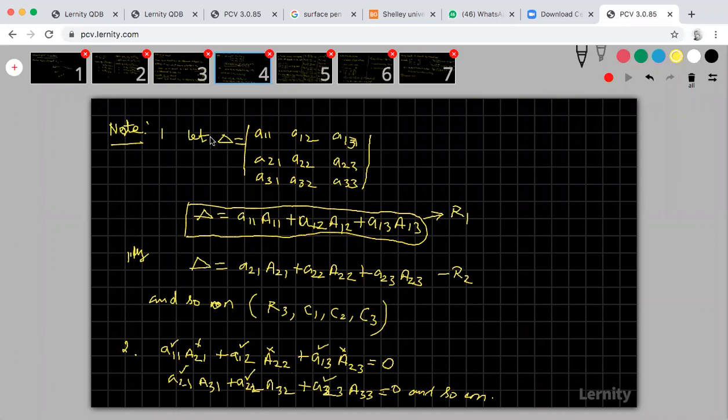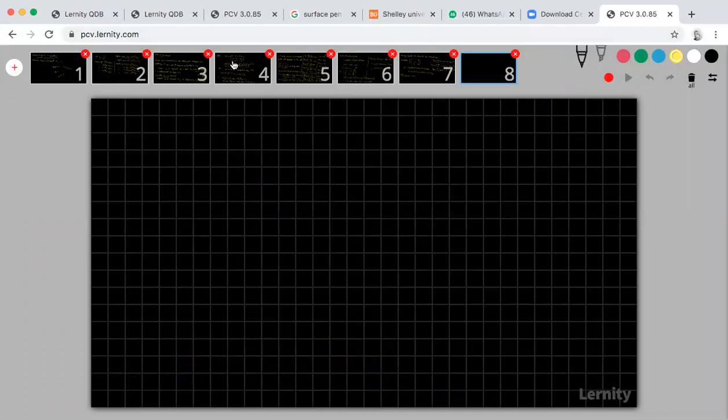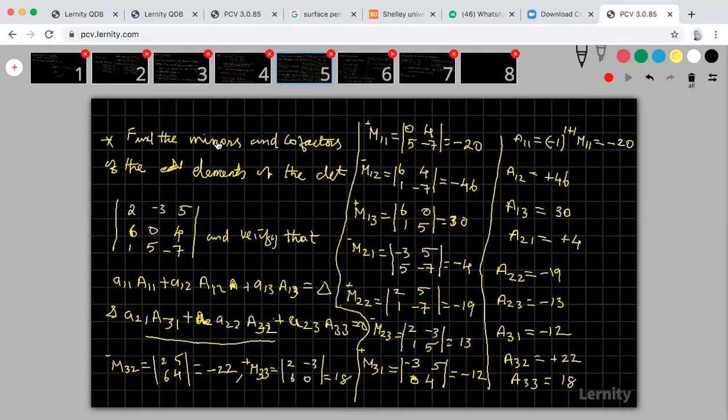Okay, we'll go to the next problem. Find the minors and cofactors of the elements of the determinant 2, minus 3, 5, 6, 0, 4, 1, 5, minus 7, and verify that A11 times its cofactor plus A12 times its cofactor plus A13 times its cofactor is equal to delta. Delta means the value of the determinant. And A21, A31, A22, A32 plus A23, A33 equals 0.